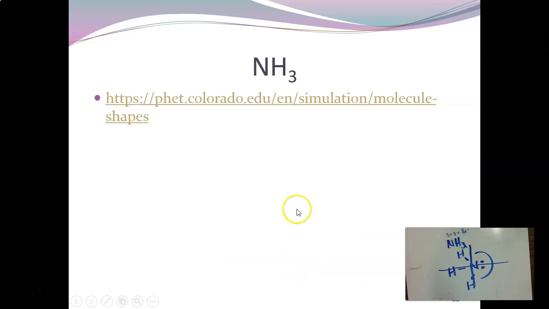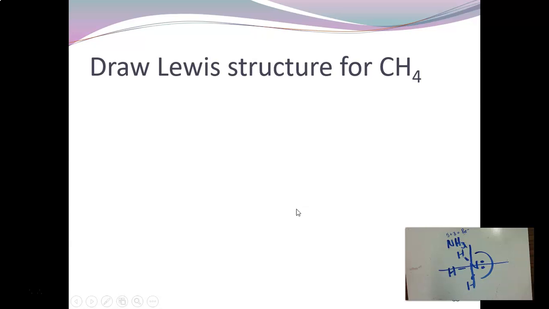Okay, next molecule. Let's draw the Lewis structure for methane, CH4. Carbon comes with 4 valence electrons. Each hydrogen comes with 1. 1 times 4, 4. So I will have 8 electrons in my structure.